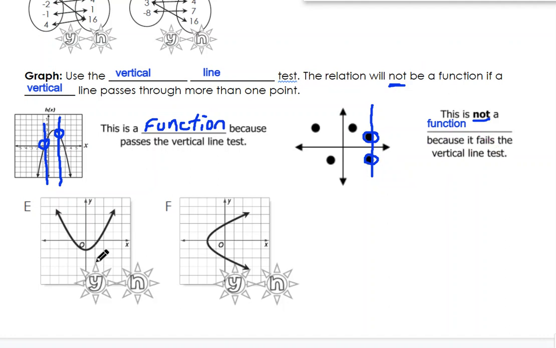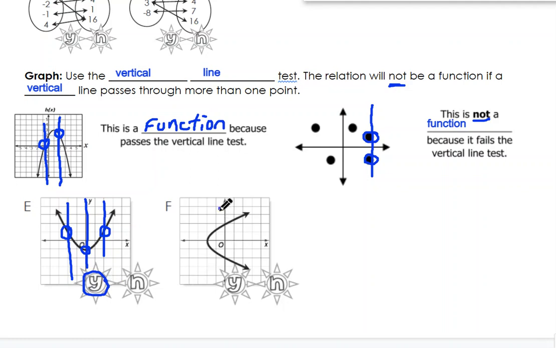Okay? All right, let's do this one over here, this bottom one. Let's draw a vertical line, straight up and down. Boop, it only hits once. If I draw a line here, boop, it only hits once. If I draw a line here, boop, it only hits once. So no matter where I draw it, it only hits once. So we're good. It's a function.